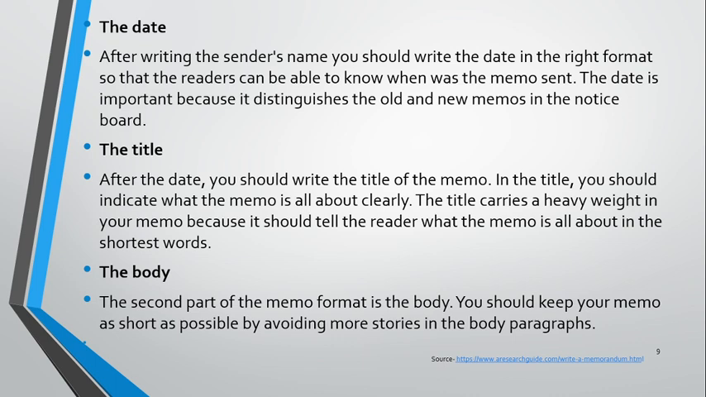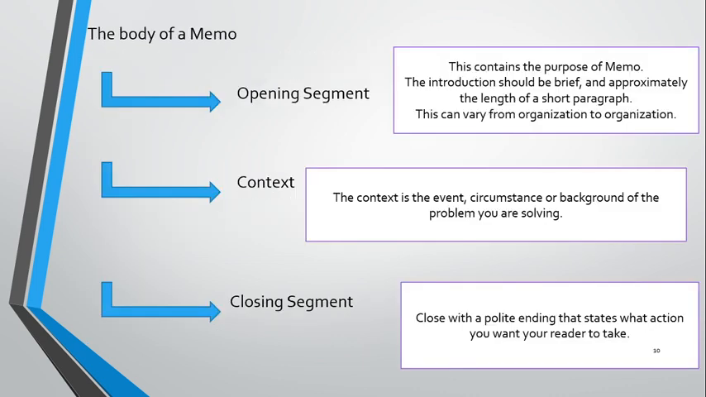The body. The second part of the memo format is the body. You should keep your memo as short as possible by avoiding more stories in the body paragraphs. The body of the memo can be divided into three segments. The first one is the opening segment. This contains the purpose of the memo. The introduction should be brief and approximately the length of a short paragraph. This can vary from organization to organization.